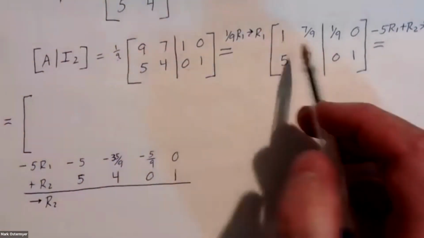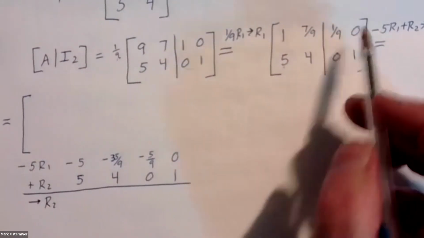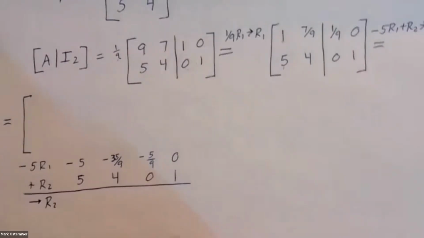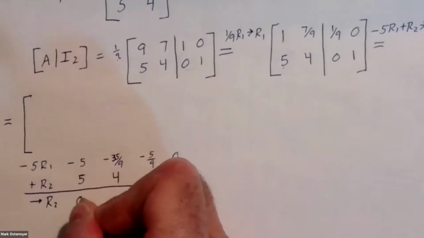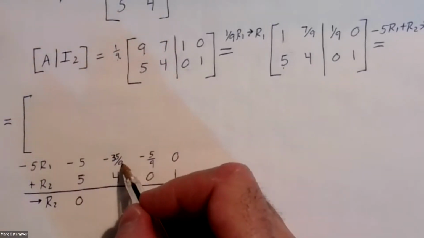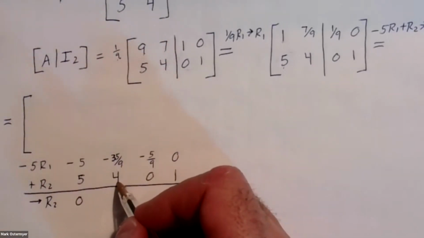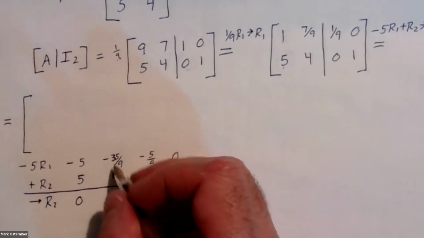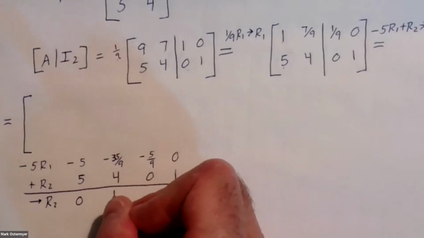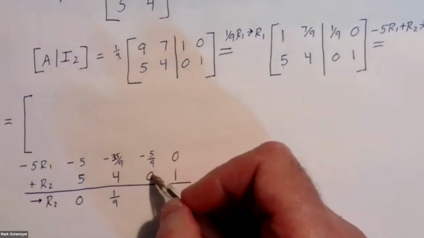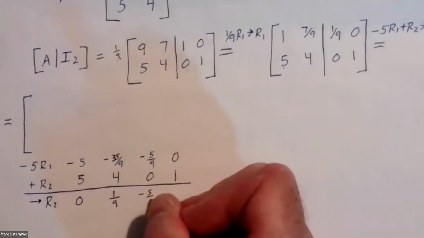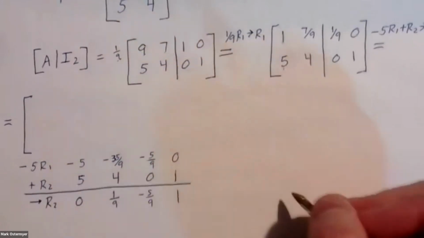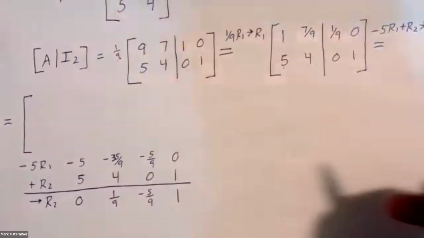So I took -5 times row 1's entries, and to that I'm going to add row 2's entries to form a new row 2. -5 plus 5 is 0. -35/9 plus 4, 4 being another name for 36/9, is going to be -35/9 plus 36/9, which is 1/9. -5/9 plus 0 is -5/9. 0 plus 1 is 1. There's your new row 2. Let's update our matrix.